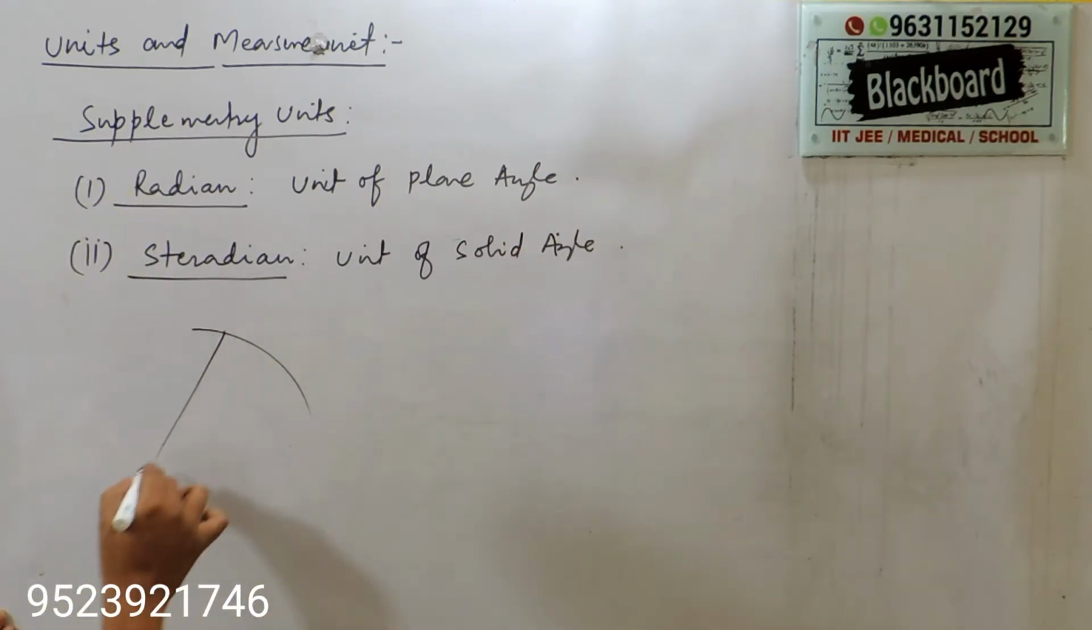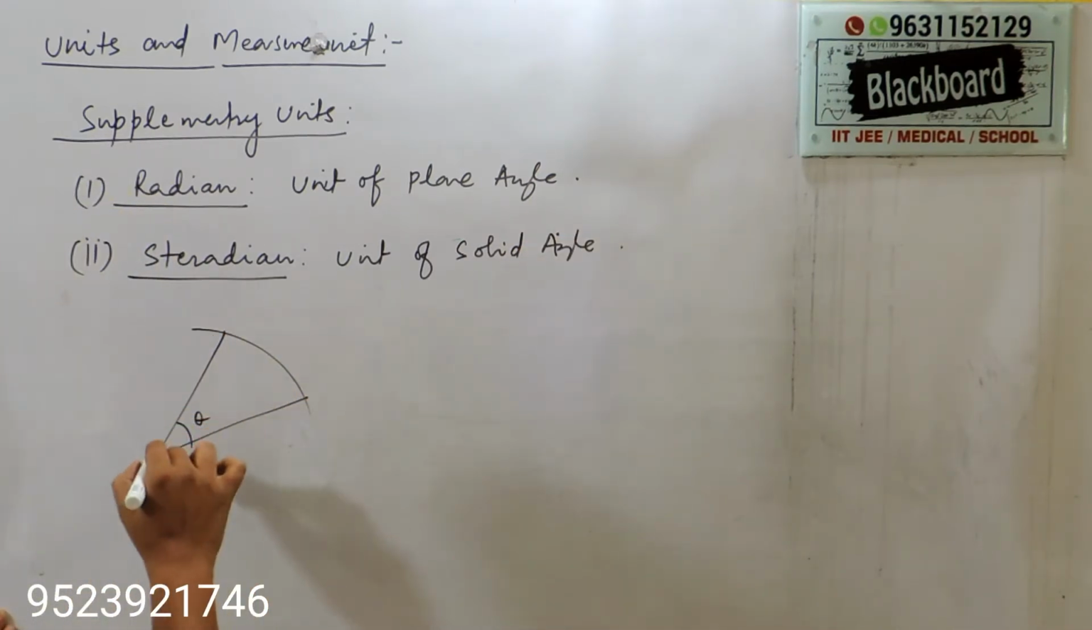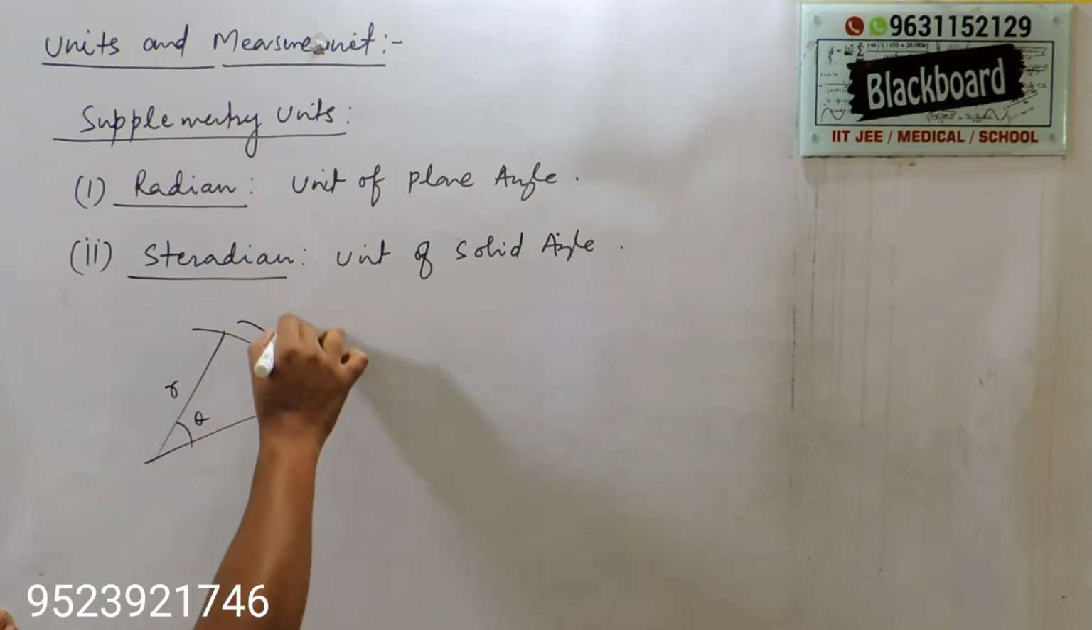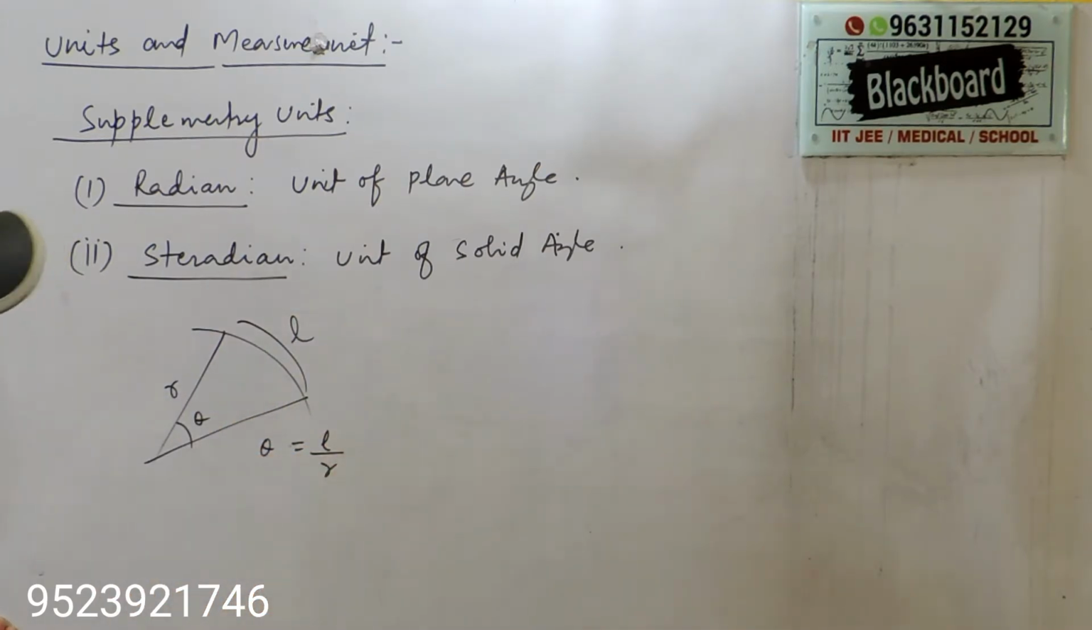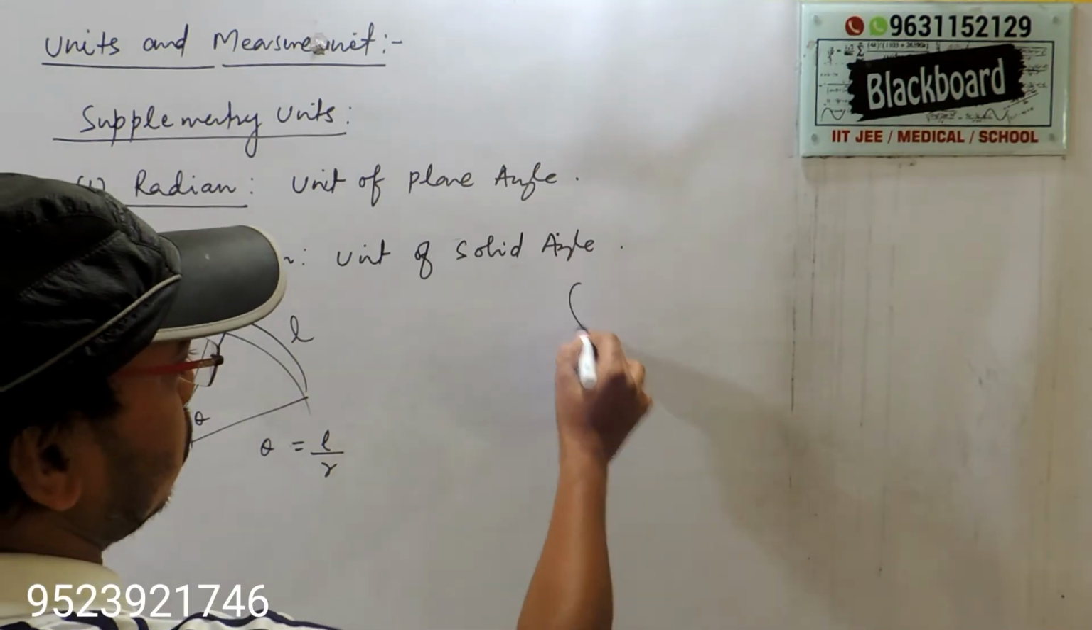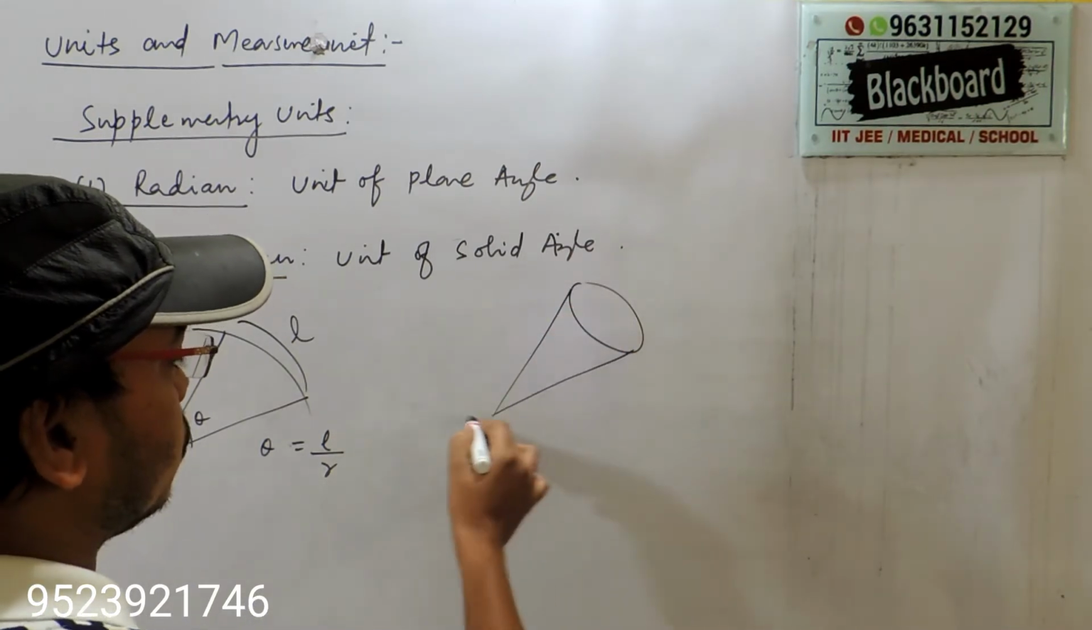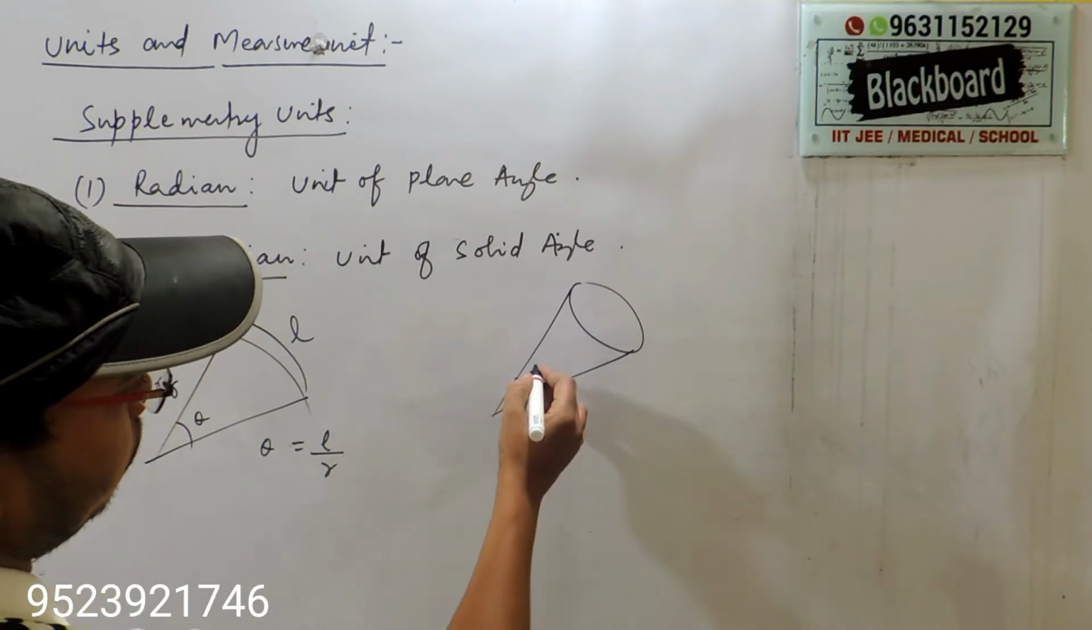Plane angle is this one. This is plane angle, this is theta, this is r and this is L. That means theta is equal to L by r. Here solid angle is this one. This is solid angle, cone shape. This is the shape of a cone.